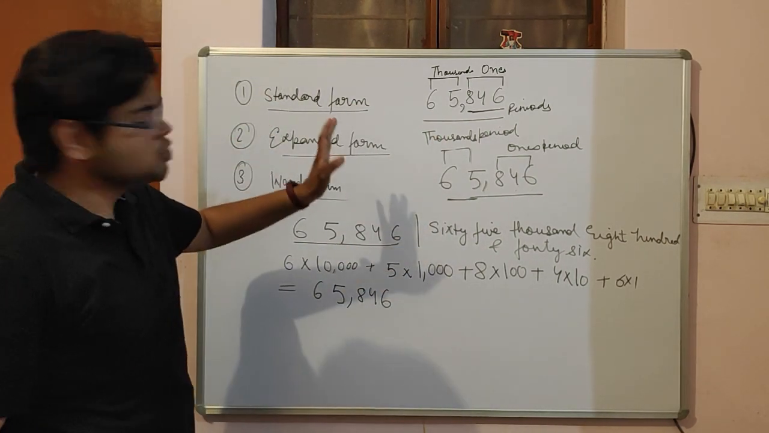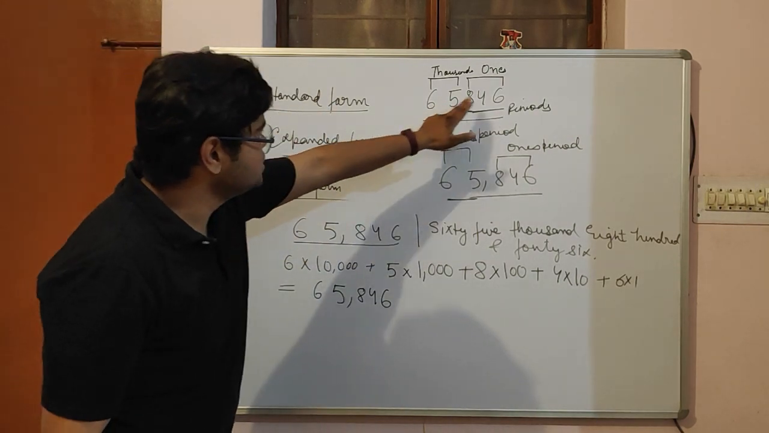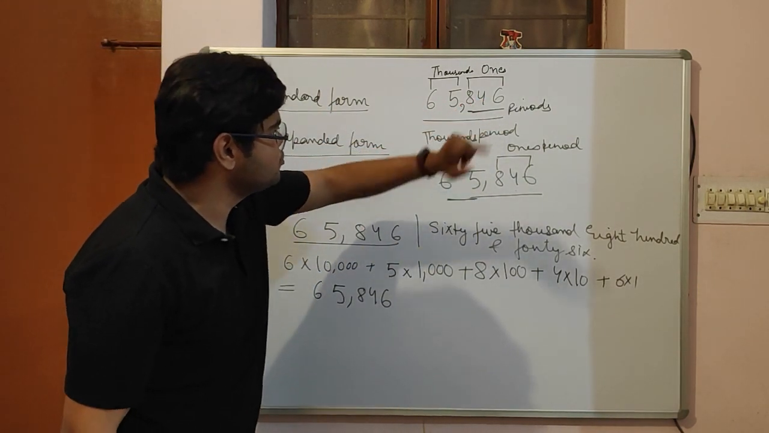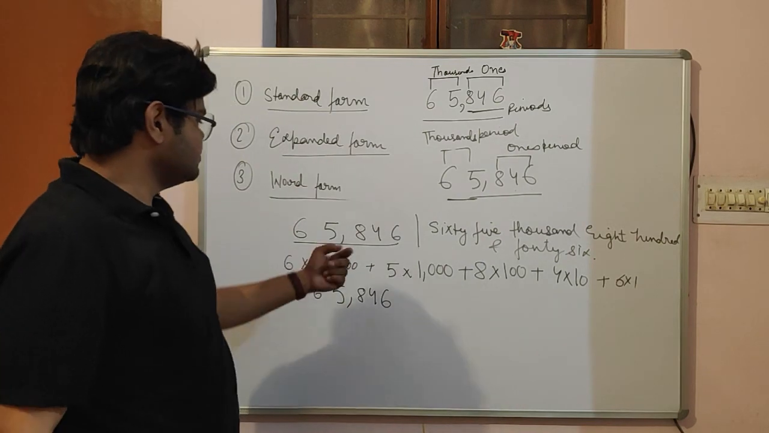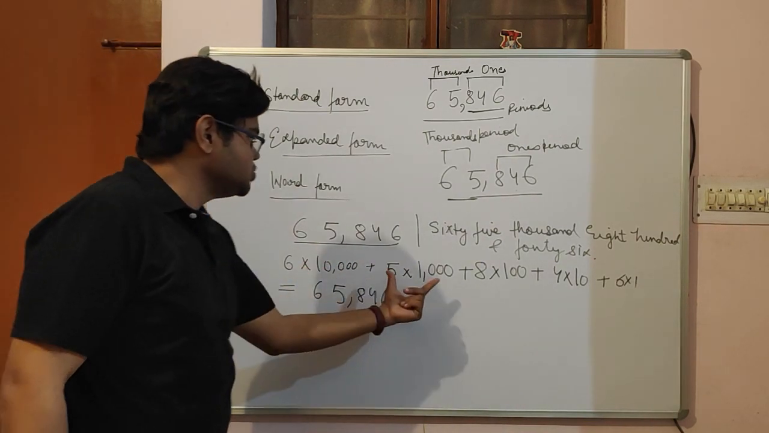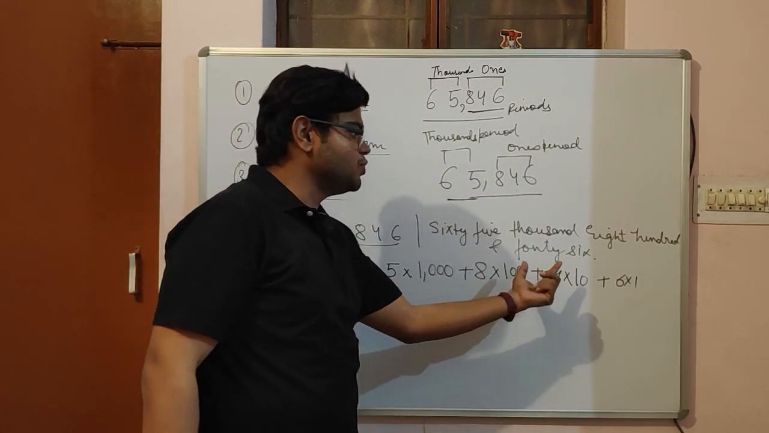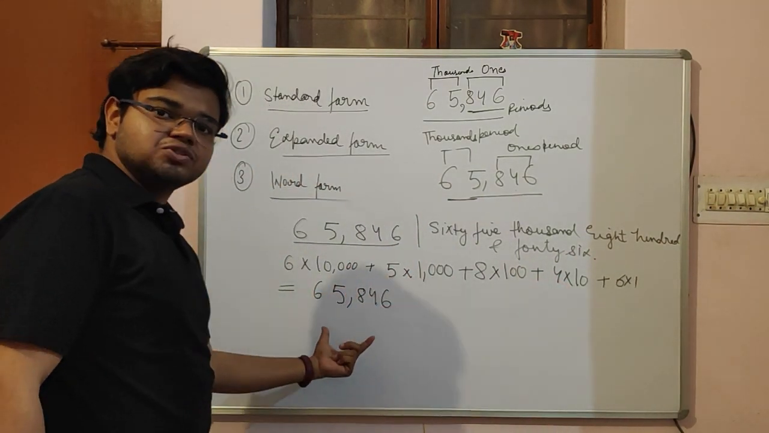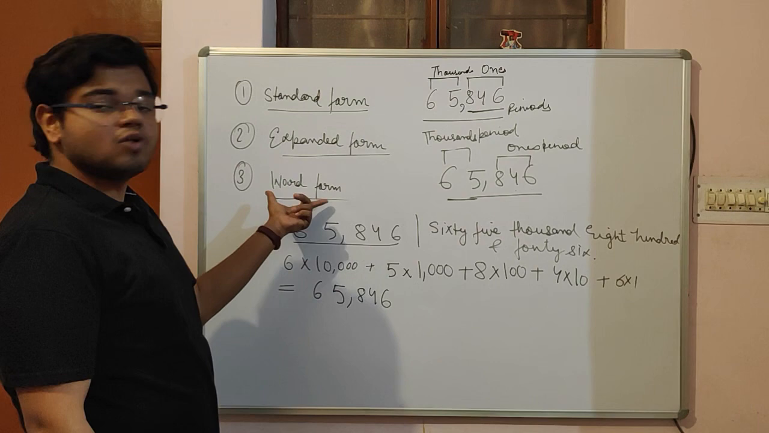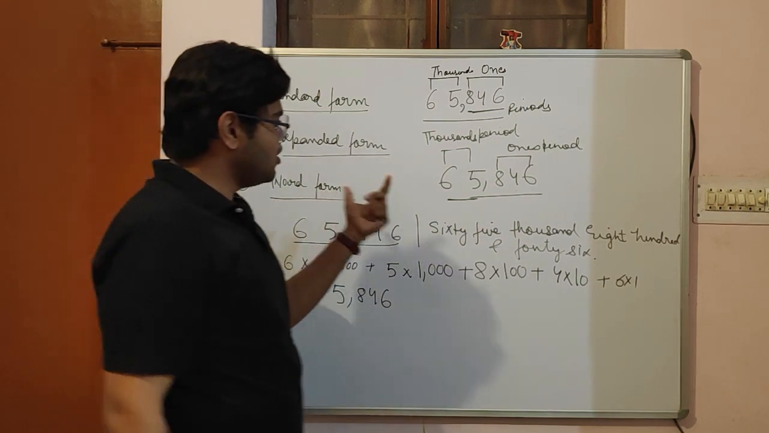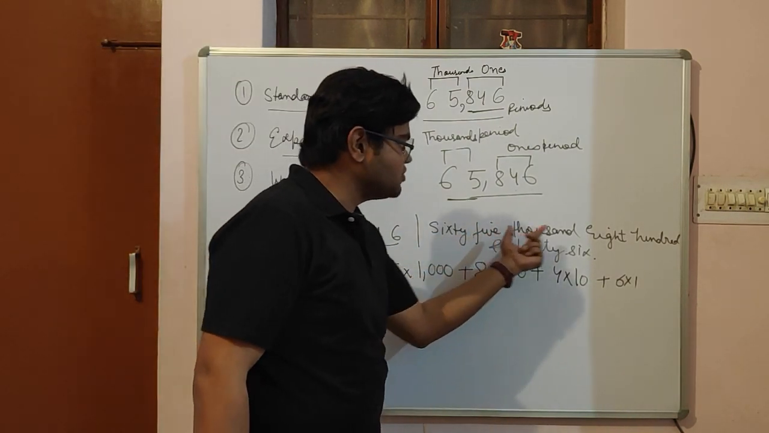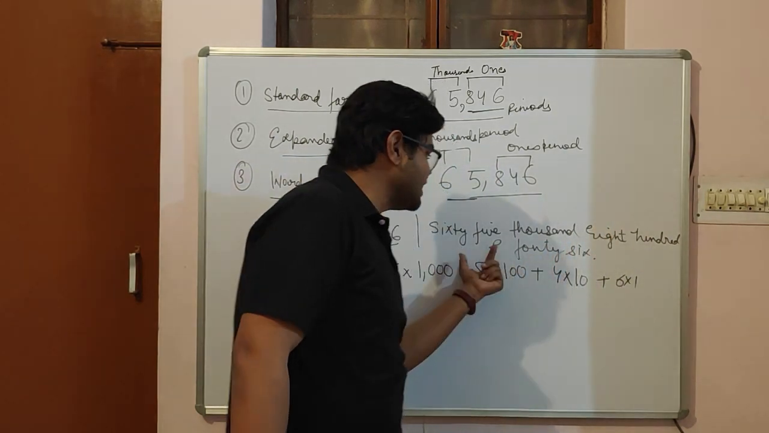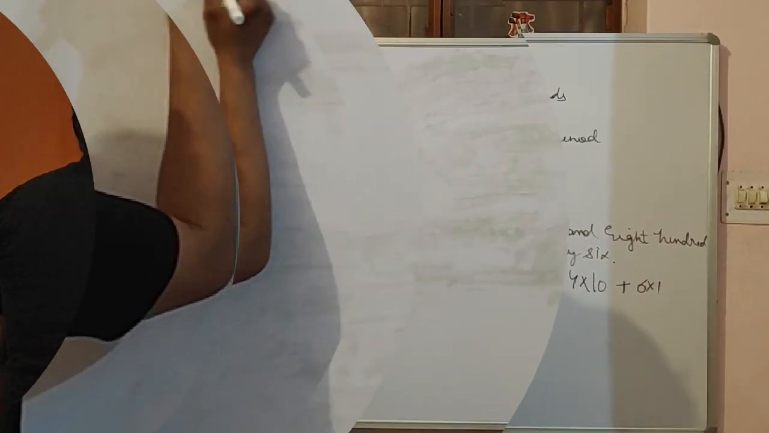Standard form, that we see usually, the number 65,846. Expanded form: 6 into 10,000 plus 5 into 1,000 plus 8 into 100 plus 4 into 10 plus 6 into 1. The next form that we have is our word form. Let us see one more example.